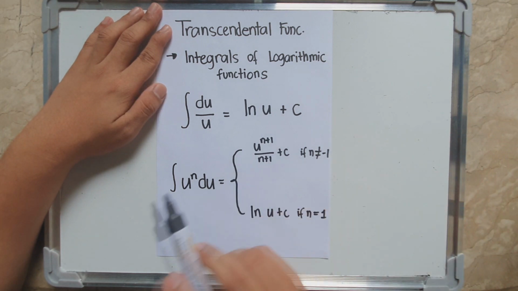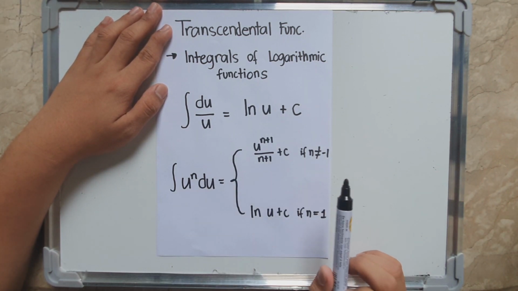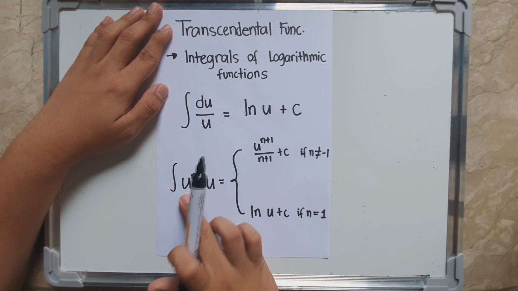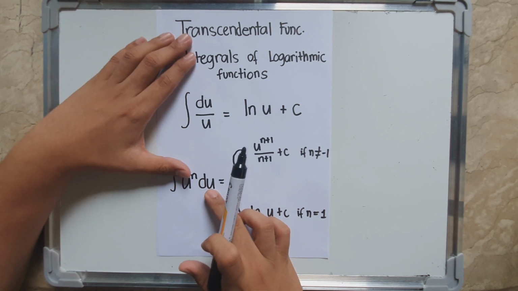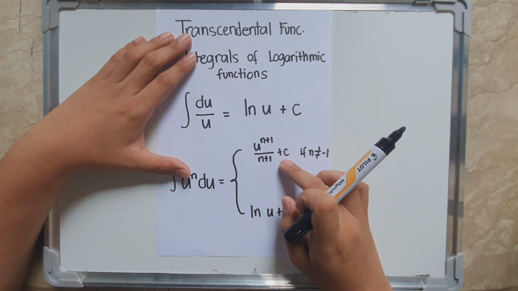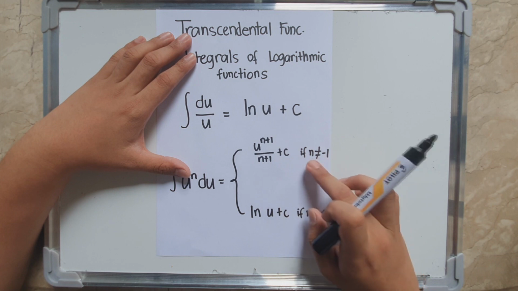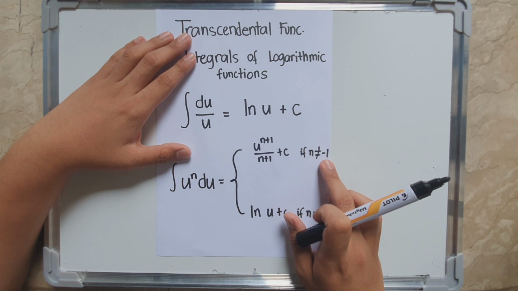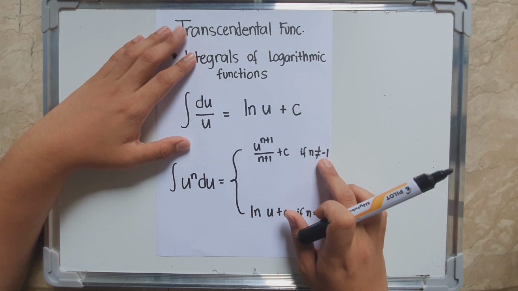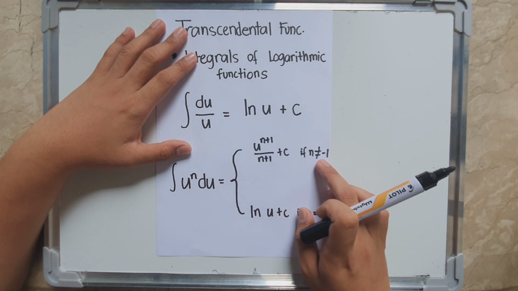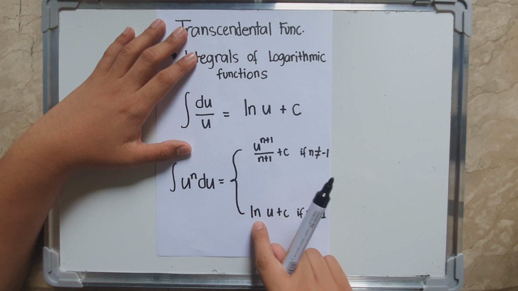Okay. So furthermore, in our previous videos, we have this formula for the power rule, the integral of u raised to the power of n du. That is equivalent to u raised to the power of n plus 1 over n plus 1 plus c, given that our n, our power right here, should not be equivalent to negative 1. Okay. Why? What would happen if the value of our exponent n is equivalent to negative 1? It will be this formula, ln u.